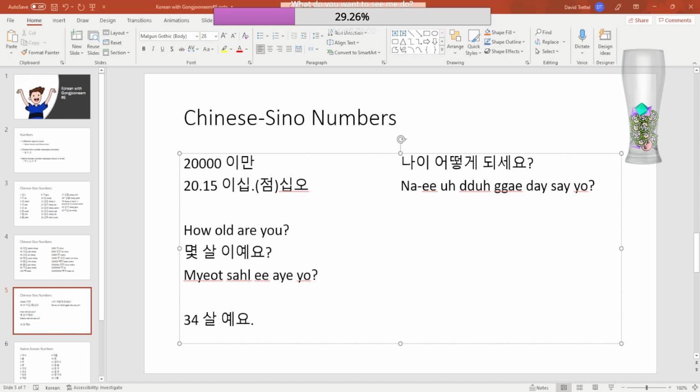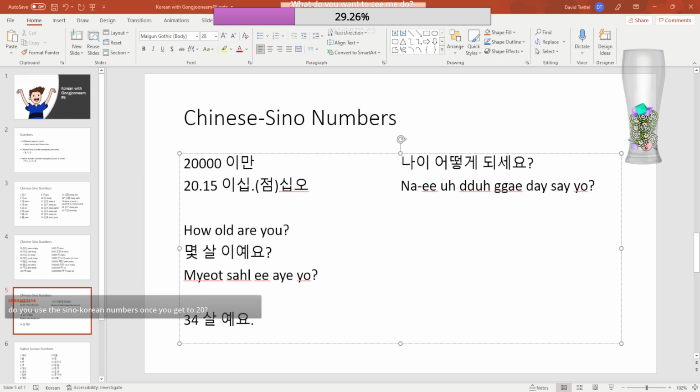And again, in dramas, you probably will never hear this because they don't want people to really talk about age in dramas. But in real life, Koreans are very nosy. They really want to know everything about you. So they will ask you how old you are, where you are from, are you married, what's your blood type, what kind of people do you like, and all that.